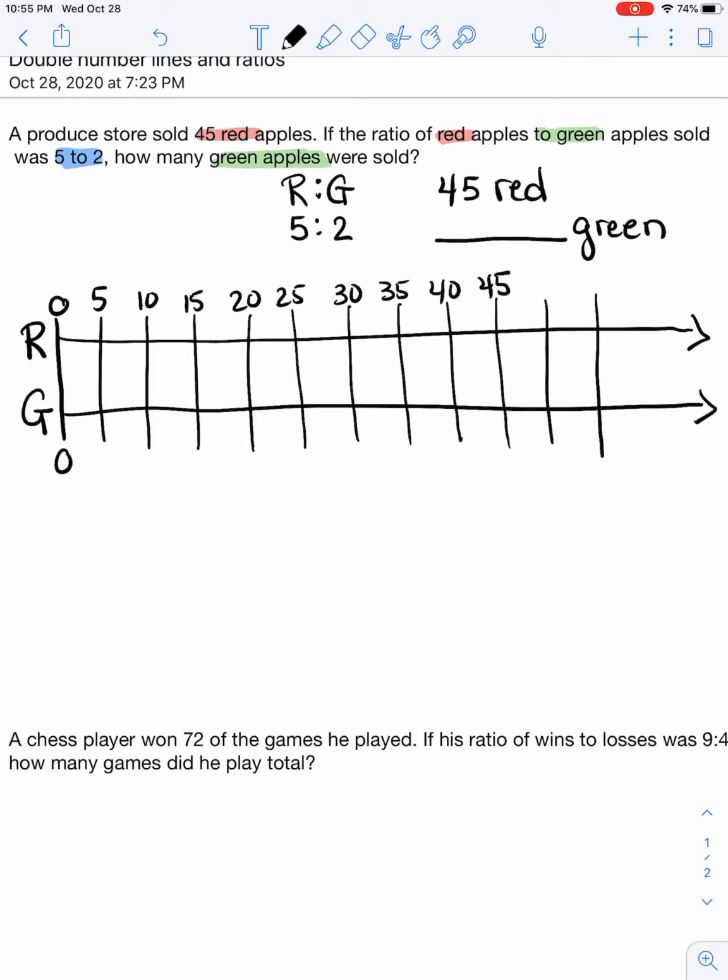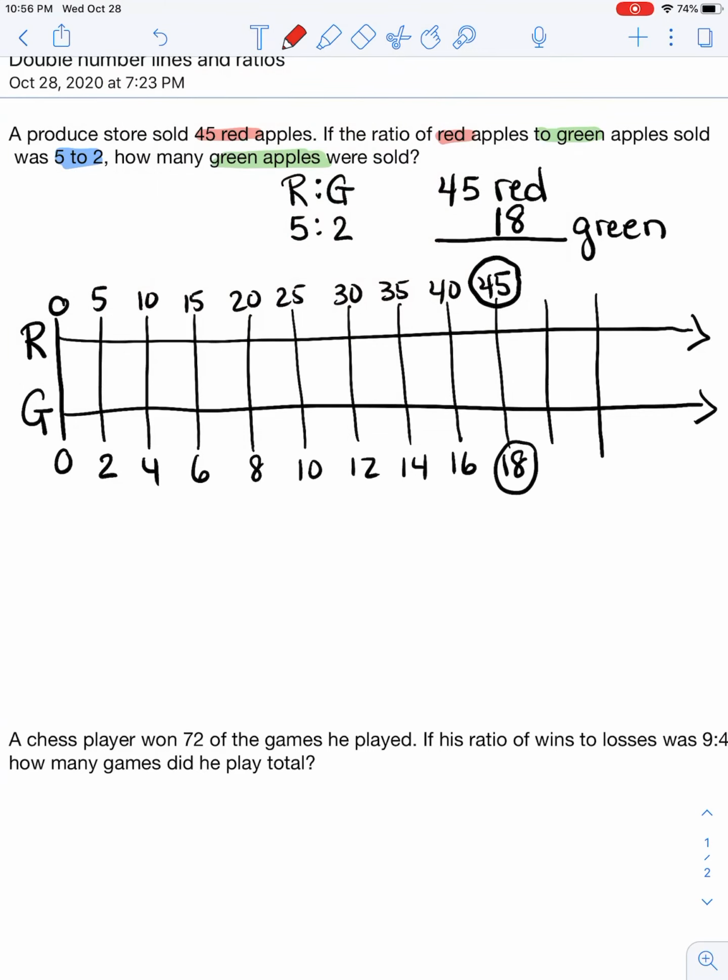Now, again, repeating the pattern, if you look at the green, we're going to count by 2s because the green part of the ratio is 2. So 2, 4, 6, 8, 10, 12, 14, 16, 18. And you see that at 18, I'm going to stop because it matches up with 45. So, how do I get my answer? Well, since the store sold 45 red apples, I'm going to circle 45 on my number line. And what number is attached to it? 18.